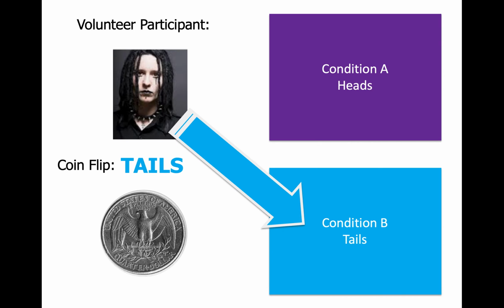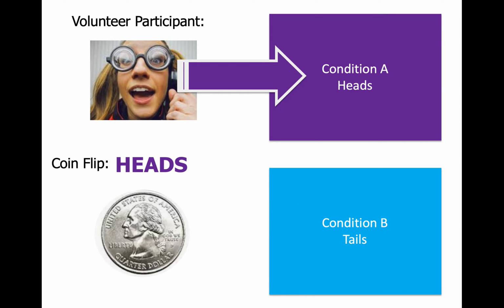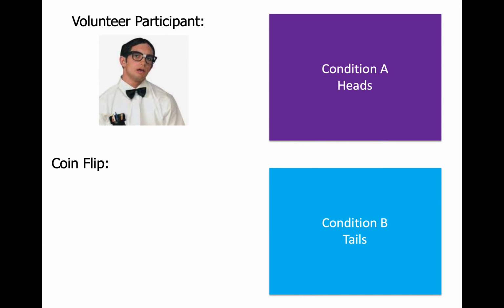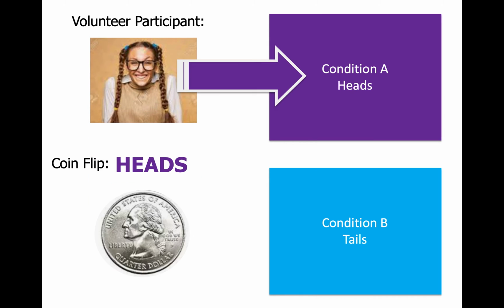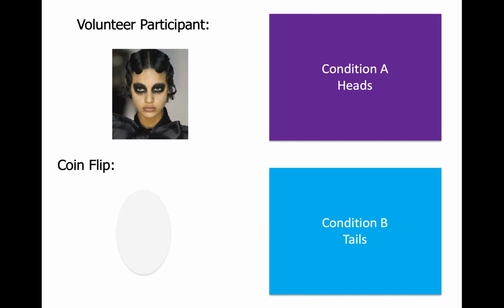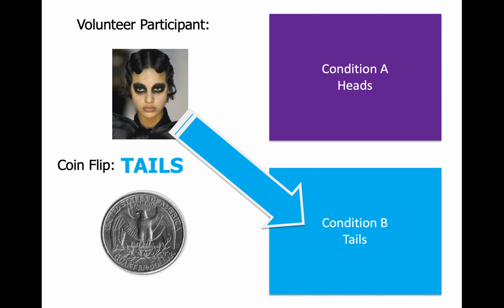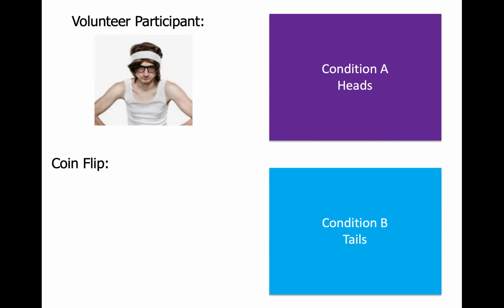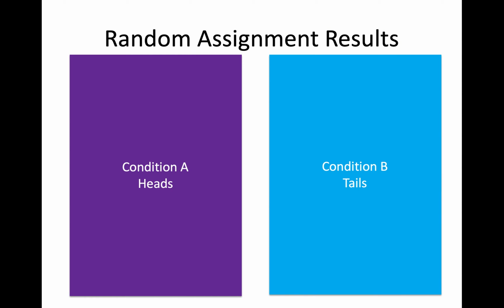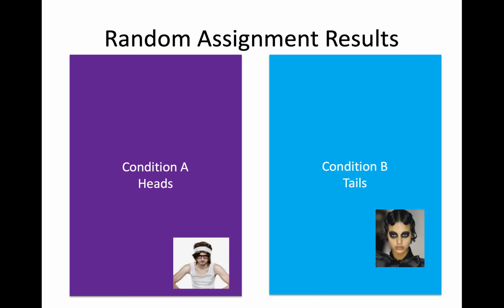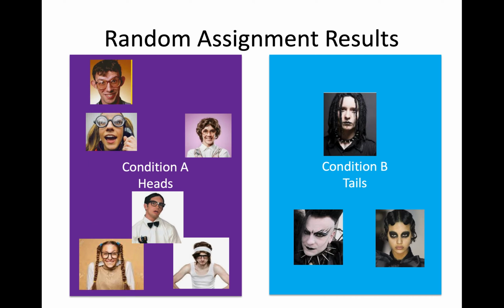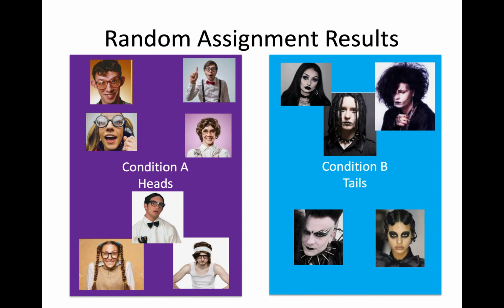Next participant, next participant, next participant. So we just flip a coin, and depending on whether it comes up heads or tails, we assign that person to one of the two conditions. So here's our last participant, I think. We flip the coin, it comes up heads, he goes into condition A. So when we're done, what we have is our participants randomly assigned to the two treatment conditions or two experimental conditions.